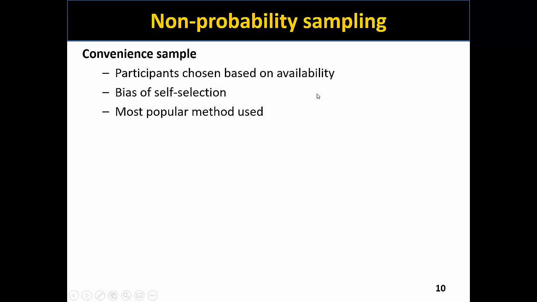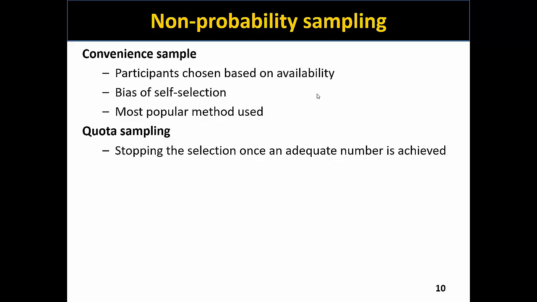So, for example, if a researcher at the university is conducting a study, they would obtain a convenience sample from a group of students that are majoring in that particular area as a representation of all students. Quota sampling is another technique that's often used, and sampling and entering participants into a research study is usually stopped once an adequate number of participants is achieved.